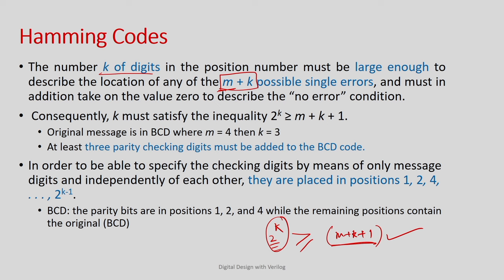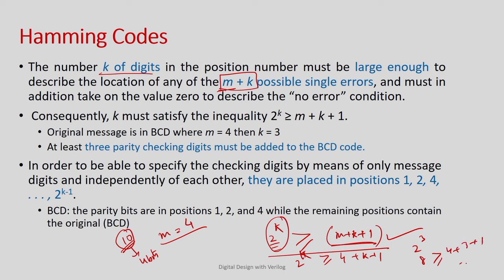Now, in decimal, I have 10 numbers. For this I need at least 4 bits, so m is 4, and I will use BCD encoding again. Now, to satisfy this equation for m equal to 4, we need 2 to the power k to be at least 4 plus k plus 1. If I put k equal to 1, obviously it is not satisfied. If I put k equal to 2, 2 to the power 2 is 4, which is not greater. If I put k equal to 3, 2 to the power 3 is 8, which is greater than or equal to 4 plus 3 plus 1, which is 8. So, k equal to 3 for my BCD numbers. I need 4 bits of message and 3 parity check bits.